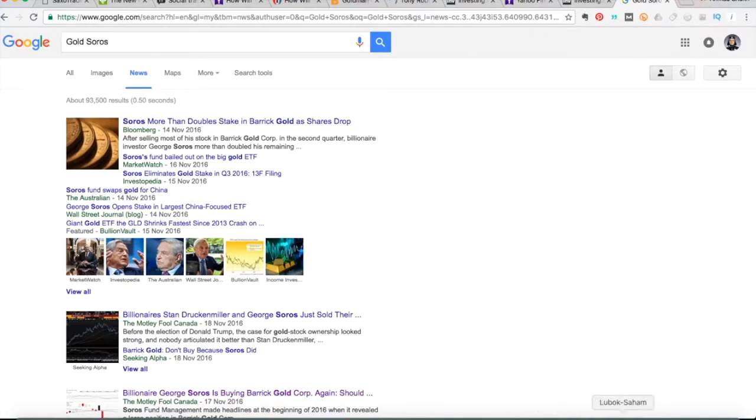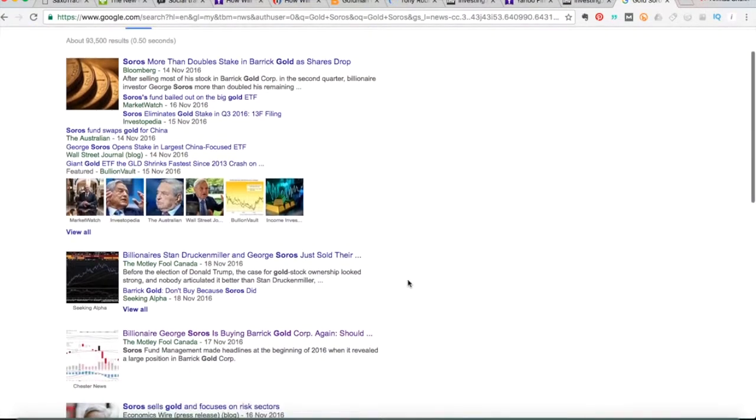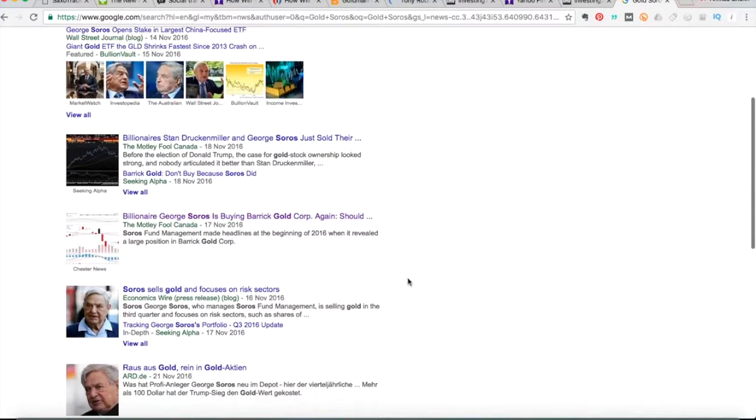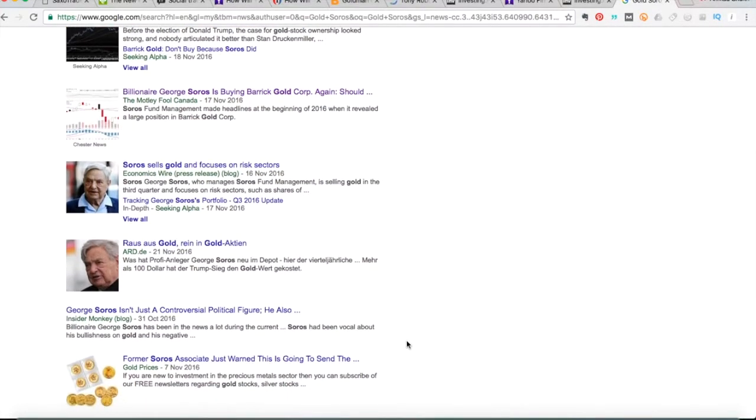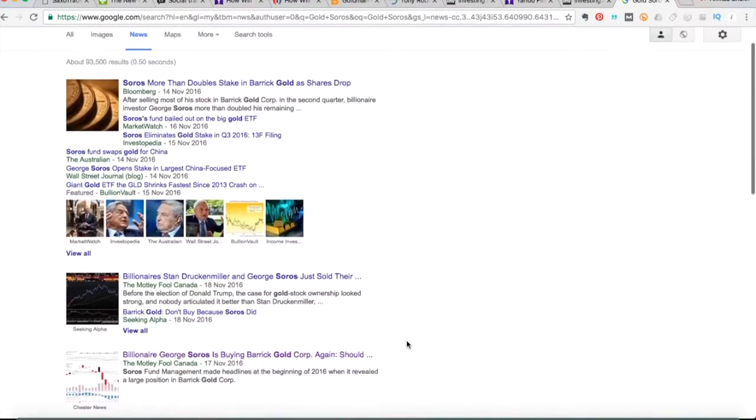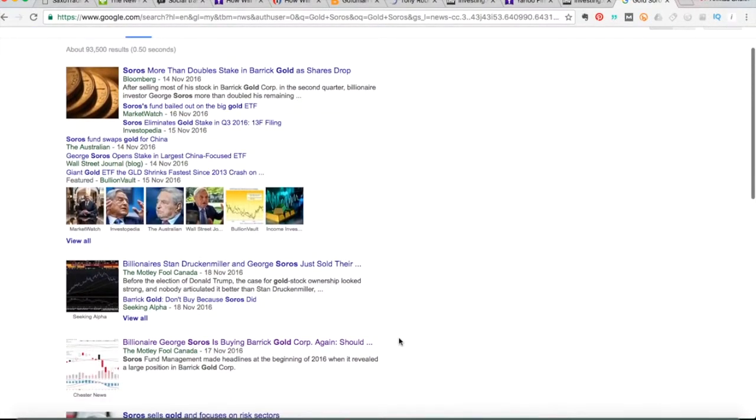Okay, guys, we're back here on my screen. So if you want news on gold, just type gold and Soros, and you have all these various news items coming out on gold, and you can really look at all this news. Look at the levels of gold. For example, this is November 22nd. You see, billionaire George Soros is buying Barrick Gold again. Soros sells gold and focuses on REIT sectors. These are very, very good. He's focusing on risk sectors now. So just go and read the news.